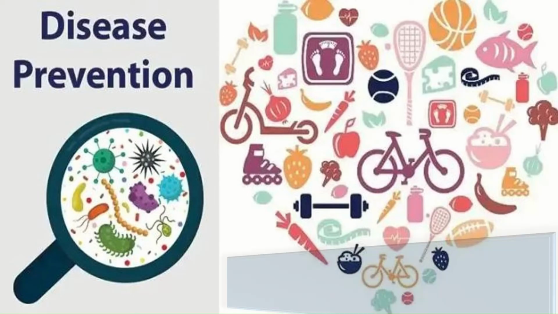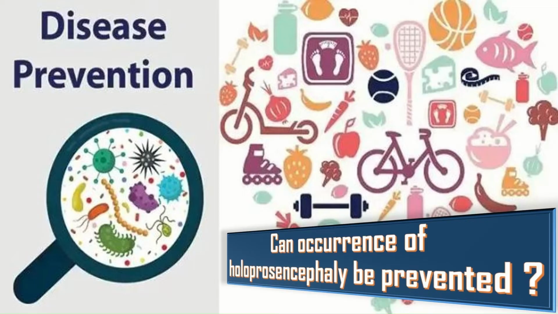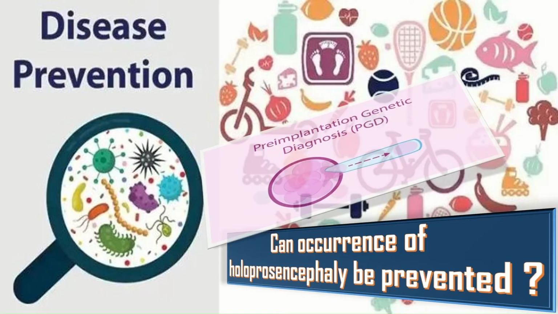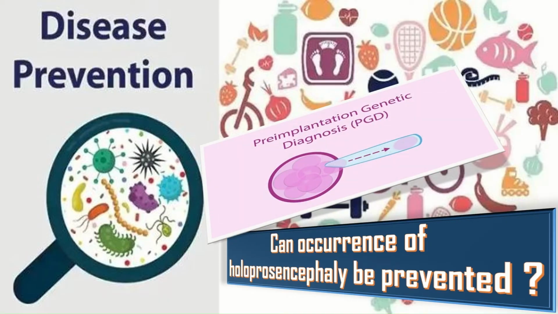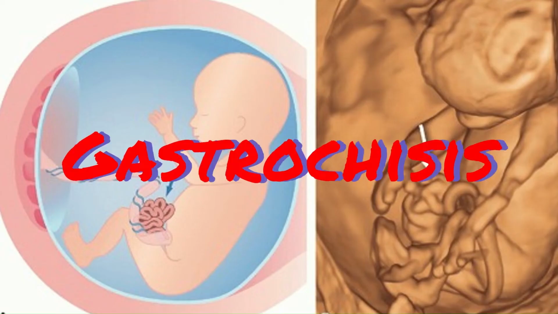Can its occurrence be prevented? There is no way to prevent its occurrence. If it is inherited, then there is a possibility of screening the embryos before putting them in the uterus using a technique called pre-implantation genetic diagnosis. For this to happen, the exact gene or chromosome responsible must be known.